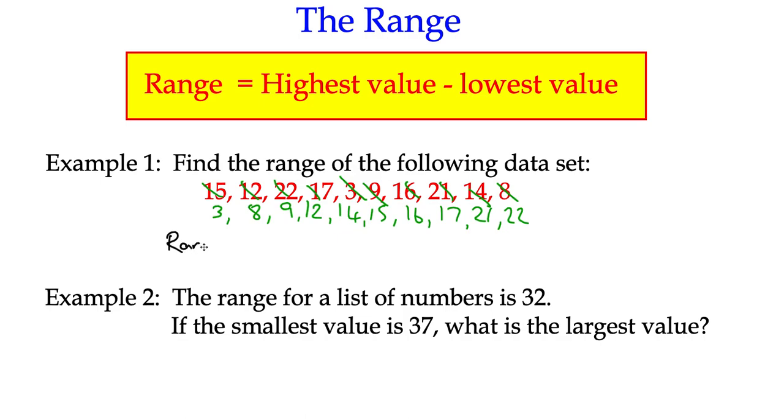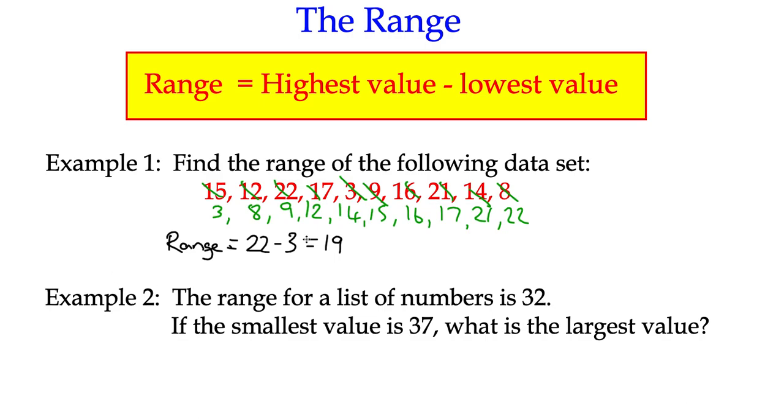Even though I know that 22 subtract 3 is 19, I'm not going to just write down range equals 19. I'm going to communicate which numbers I've chosen, and that helps in explaining why you're doing it. And then we can say the range is 19.